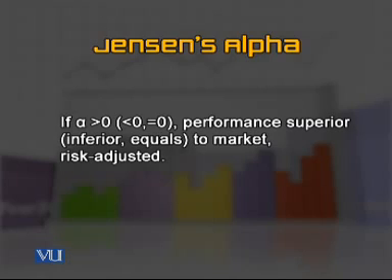So if alpha is greater than 0, we're looking at superior performance. If it's less than 0, we're looking at inferior performance. And if we're looking at exactly 0, then we're looking at an equal to the market risk adjusted performance. So you look through Jensen's alpha at better performances, weaker performances, and performances equal to the market risk adjusted for all the results.